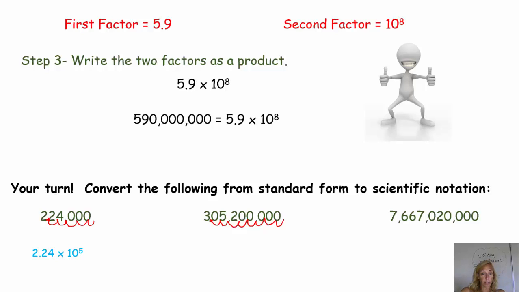Let's check our answer. Here it goes. Oh, I got 3.052 times 10 to the 8th. Yay, I got it right. All right, let's try the last one. And I hope you got it right too.